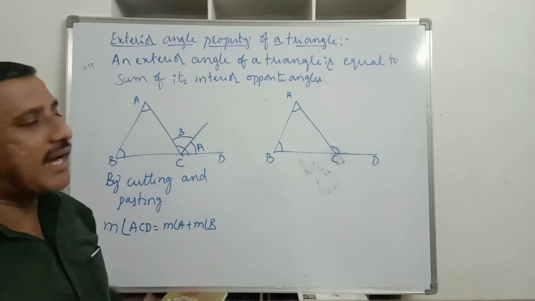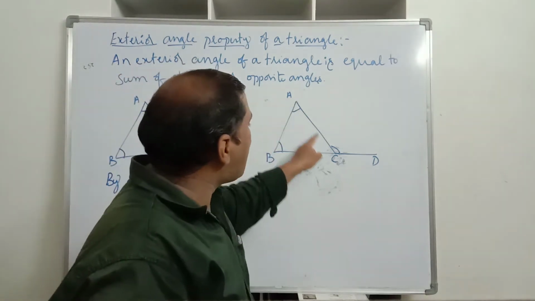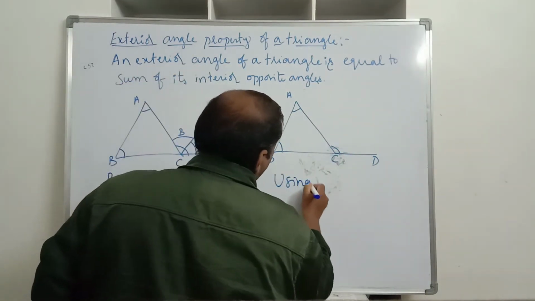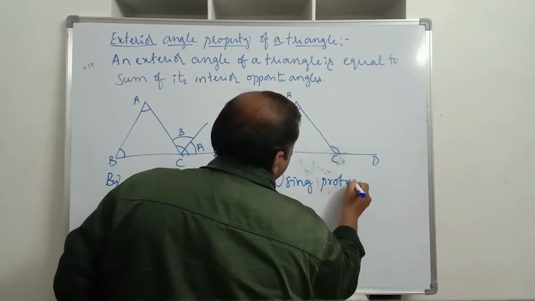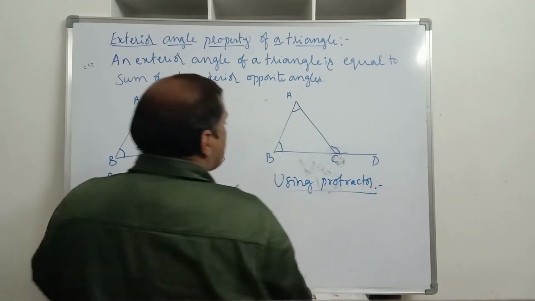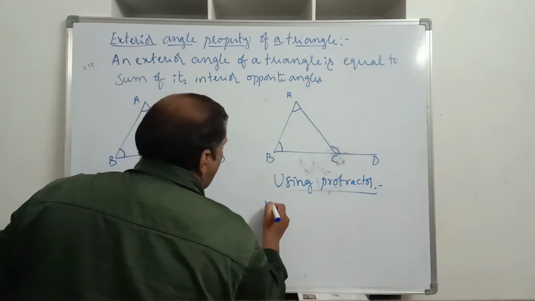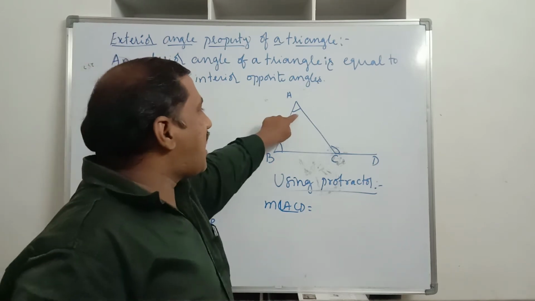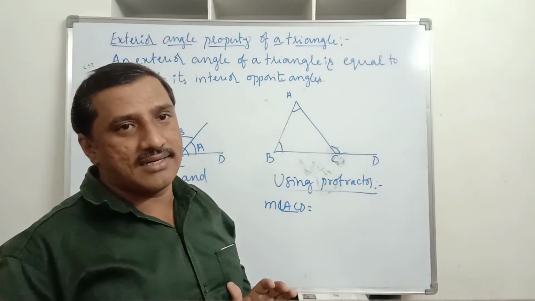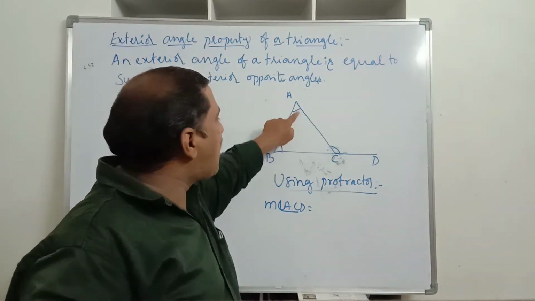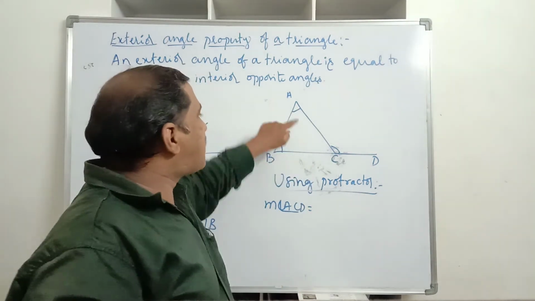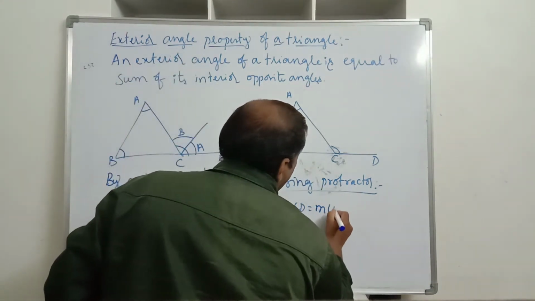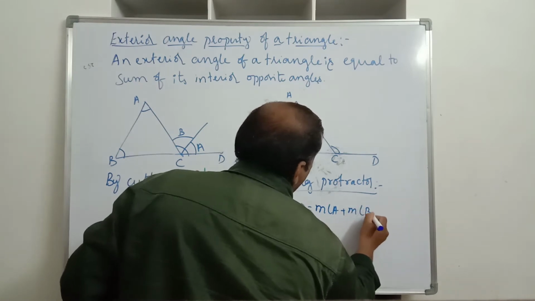The same we can prove by measuring the angles. Measure angle ACD using the protractor. Then measure angle A and measure angle B using the protractor. Then add the measures of angle A and angle B together. We get the sum equal to the measure of angle ACD.